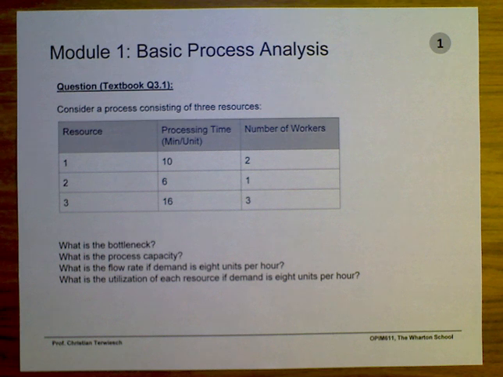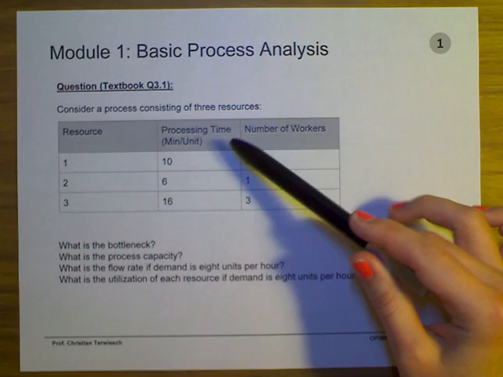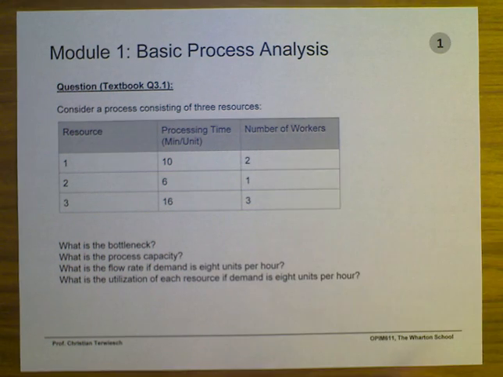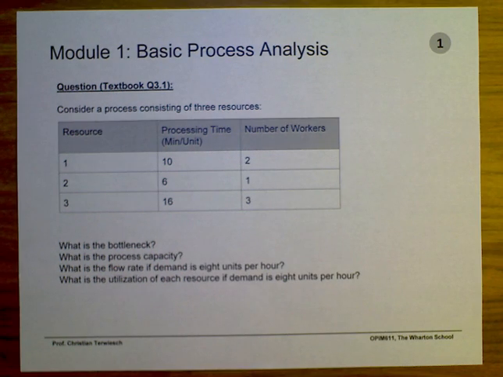So in Module 1, we will take a look at a very basic process analysis. And take a look at a question from the textbook, and we have a process that consists of 3 resources. And we have the processing time as well as the number of workers at each of those resources. We're asked to compute a few different items.